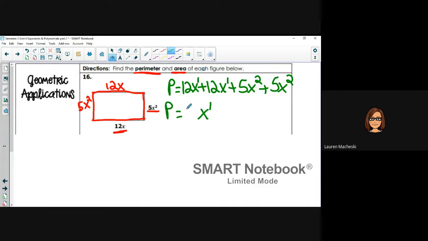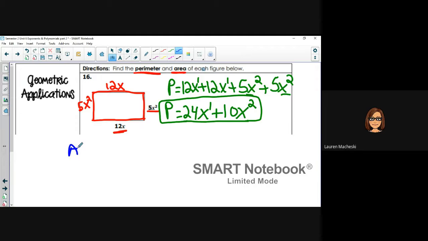12 plus 12 would be 24x to the first. This is an x squared, this is an x squared. Keep the like term. 5 plus 5 is positive 10x squared. Now, can I add these? I cannot because they're not like terms, so this is my perimeter. Now remember with your area on a rectangle is length times width.